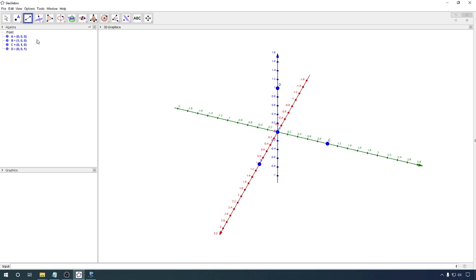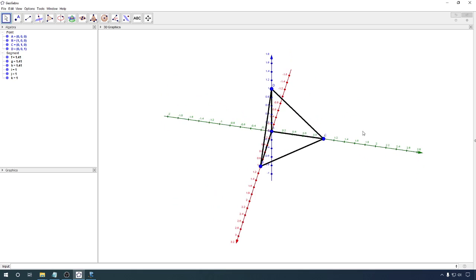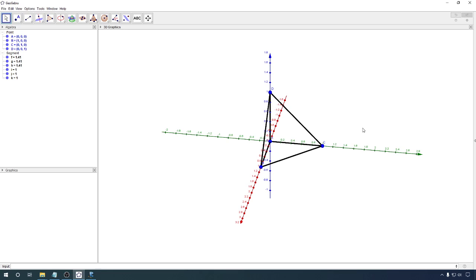Go ahead and connect those points by segments. And I'm going to make these segments a little thicker so we can see them better. There is our tetrahedron. Now, this tetrahedron has 4 sides to it. That means our surface integral is also going to have 4 parts to it. We're going to take this surface integral over each of the faces of this tetrahedron, and we're going to add them together to get the entire thing.